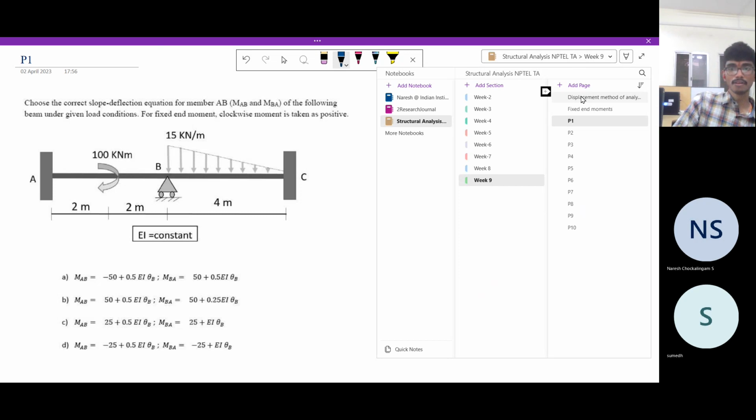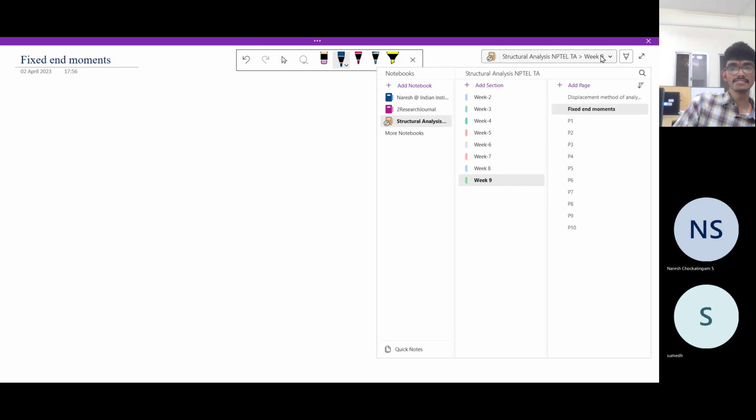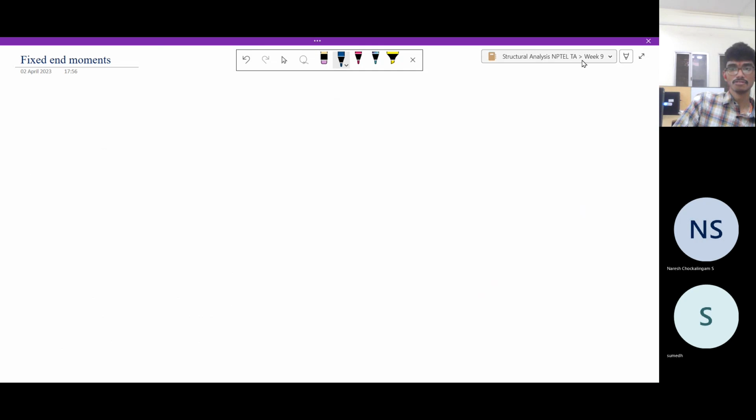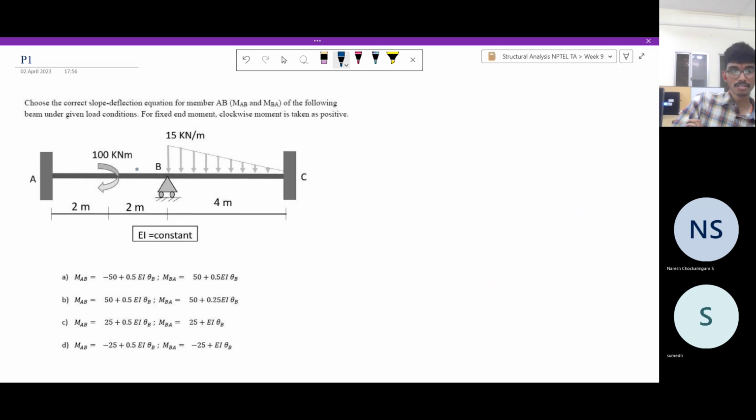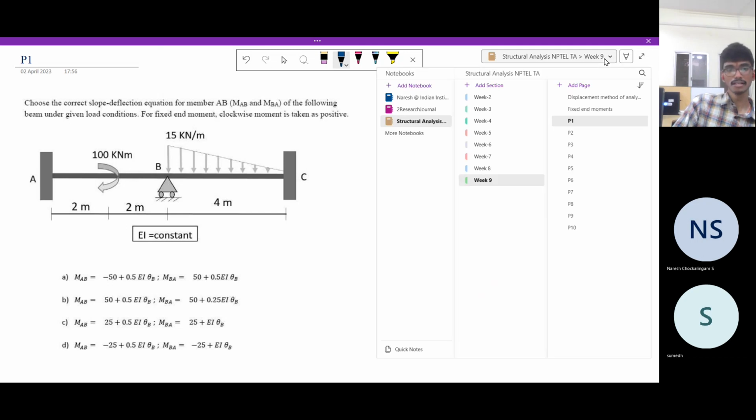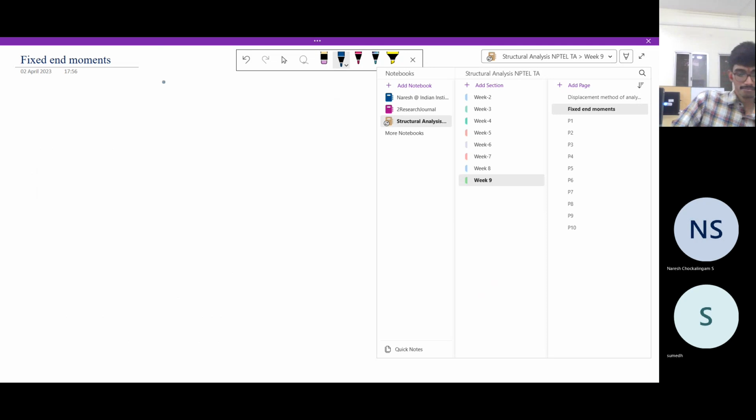Now, before we get to the problems, we need to determine these fixed end moments, right? So as we do the problem, we'll take it to that form and write it down there. Suppose in this problem, what are the loadings that we have? We have a concentrated moment here, and we have the linearly increasing loading applied here. So what should we do? We need to know the fixed end moments here. So let us determine that.